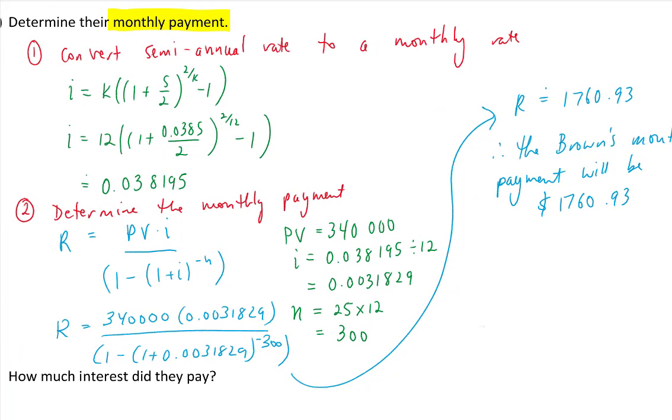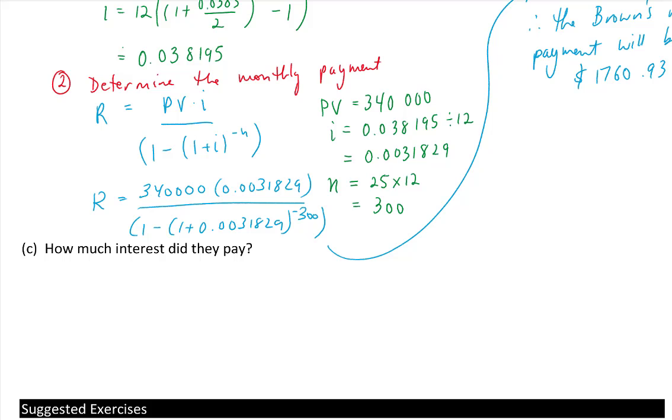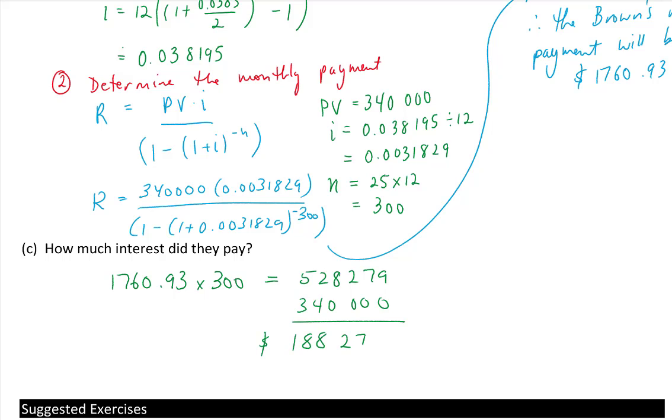All right, last part. How much interest did they pay for their loan? They made payments of $1,760.93 per month for 300 months. Using your calculator, you get $528,279. That's the total that they paid back for a loan that was worth $340,000. So therefore, the interest that they paid was $188,279. So this is the interest paid.